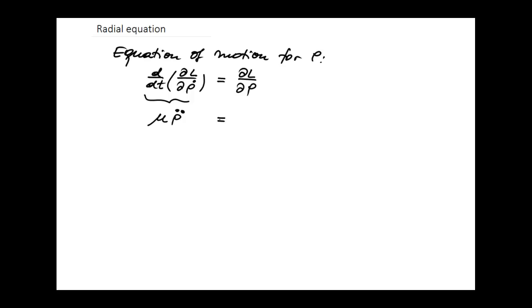And on the right hand side, when you take the partial of L with respect to rho, then of course you get the partial derivative of the potential with respect to rho, but you also get the contribution from the kinetic energy, because in cylindrical coordinates the kinetic energy also had a dependence on rho. So you get two terms. The contribution from the kinetic energy has the form rho times mu times rho times phi dot squared, and the contribution from the potential is the partial of U with respect to rho.